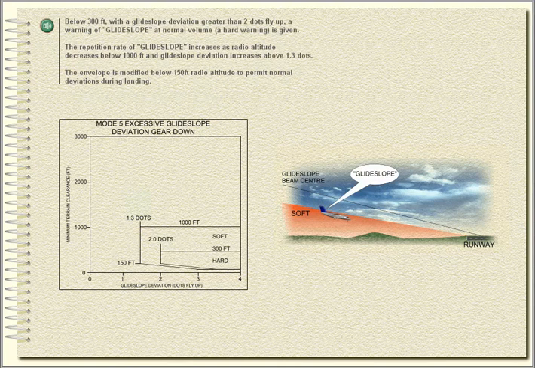Below 300 feet, with a glideslope deviation greater than 2 dots fly-up, a warning of "Glideslope" at normal volume, a hard warning, is given. The repetition rate of "Glideslope" increases as radio altitude decreases below 1,000 feet, and glideslope deviation increases above 1.3 dots. The envelope is modified below 150 feet radio altitude to permit normal deviations during landing.